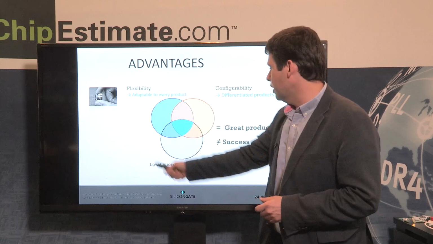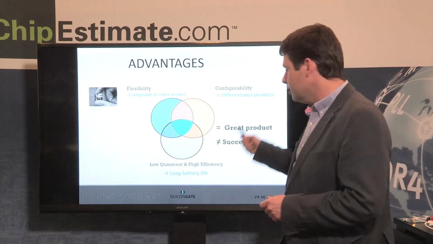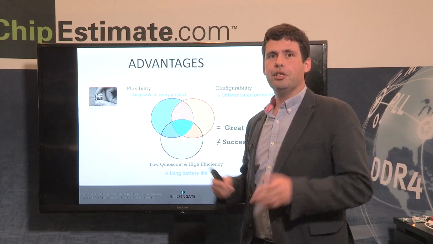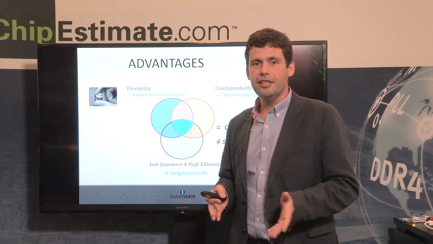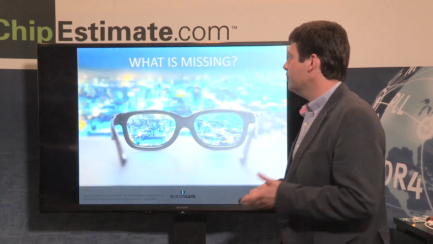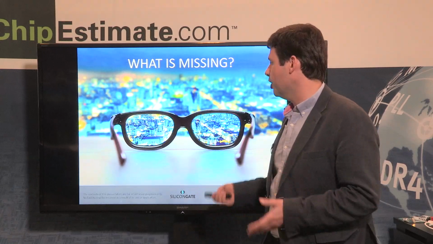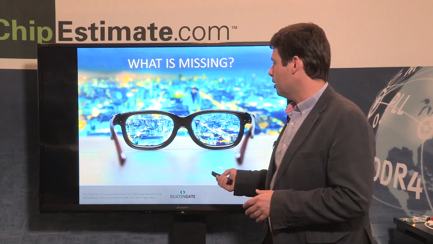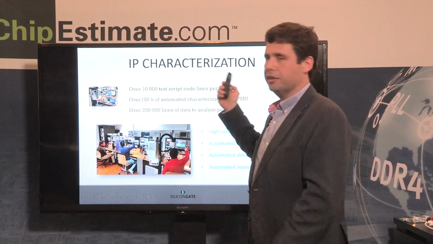And all that together, you get a great product. But still, you are a little bit far from success, because having a great product that is just a GDS or that is on silicon is still far from success. So what is still missing, and what needs to be provided, and what we are providing at the moment for all our customers? Basically two things: very good IP characterization.